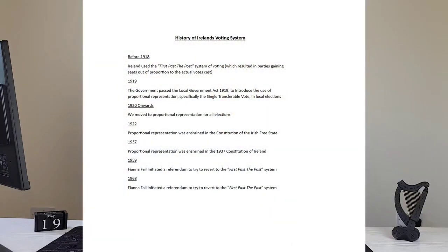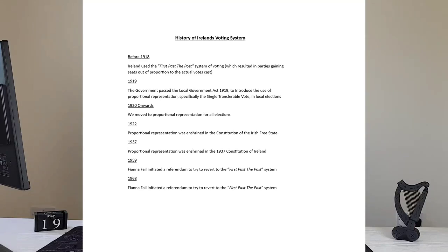Proportional representation simply means that a party gains seats in proportion to the number of votes cast for them. Now, we didn't always use proportional representation in Ireland. In fact, prior to 1918, we used a system called first past the post. But in or about 1920, we moved to proportional representation, with this system of voting being enshrined in the Constitution of the Irish Free State in 1922 and thereafter enshrined in the Constitution in 1937.